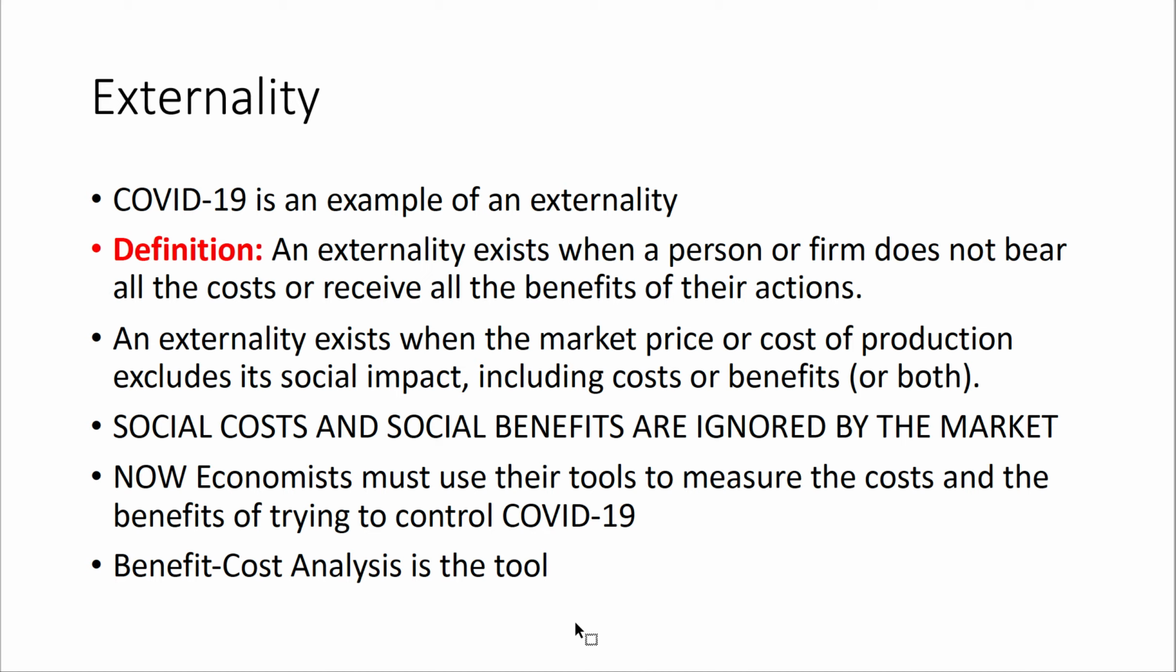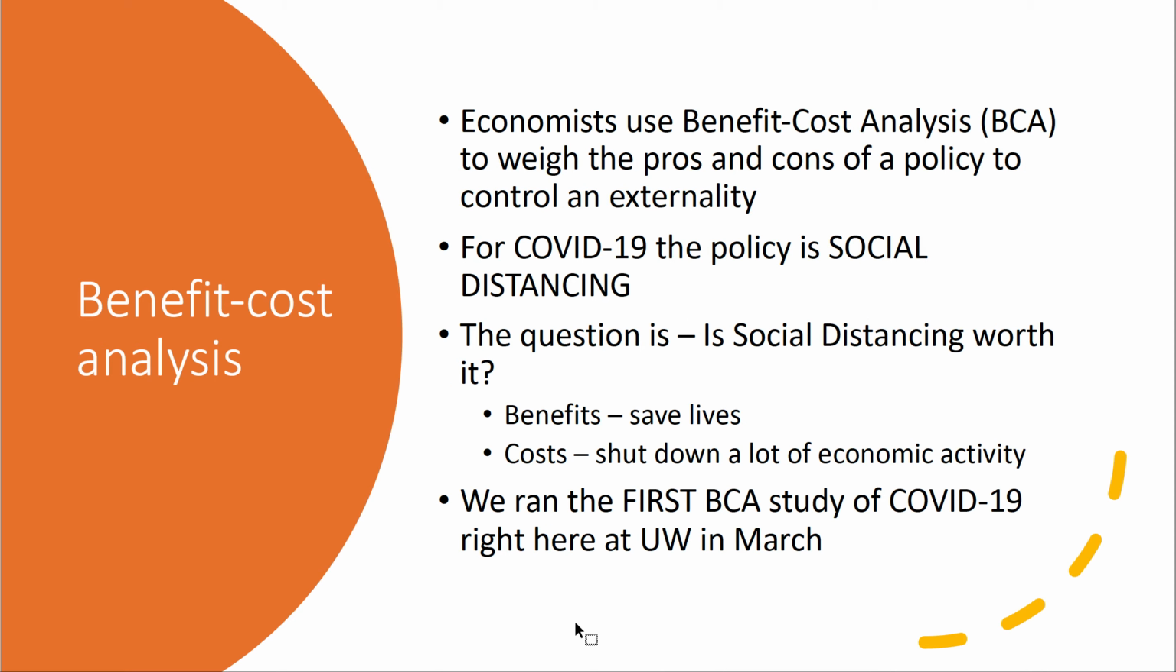So you can have positive or negative externalities depending on whether it's harming people or whether it's making people feel better. But again, the key point is that there's a wedge between what's good for you and what's good for society. And the question is, how do we understand that wedge and how do we close it? Okay, so one way to understand these externalities and how big they are and how important they are is to use what's called benefit cost analysis. And so we're weighing the pros and cons of some policy to try to close that wedge between private and social benefits or private and social costs, right?